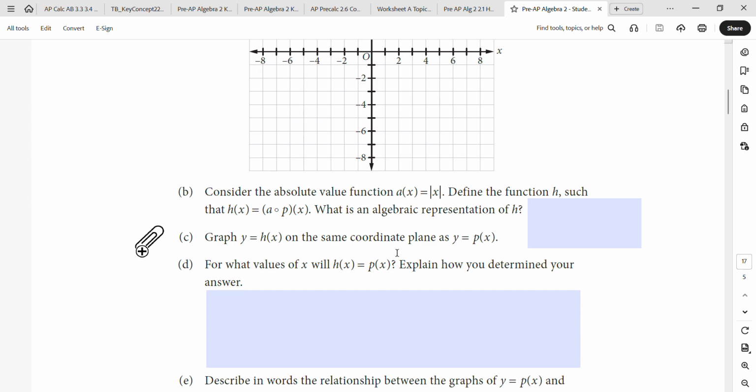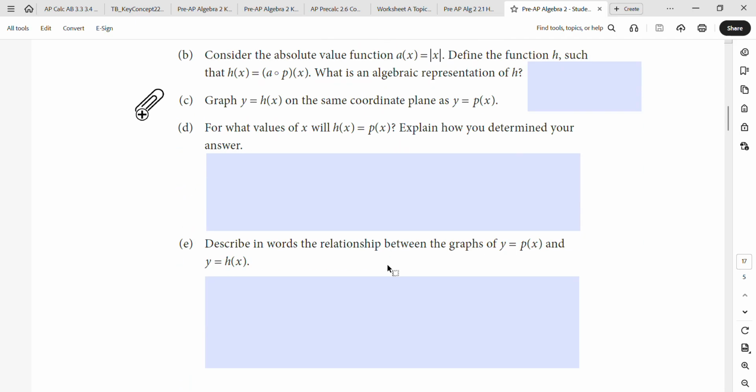Where will h and p equal one another? Describing the relationship between the two graphs, that piece is a bit ambiguous. I'll leave it up to you to give a good description. It may be a little bit different than the person next to you, or a little bit different than mine, but if it logically makes sense, great.